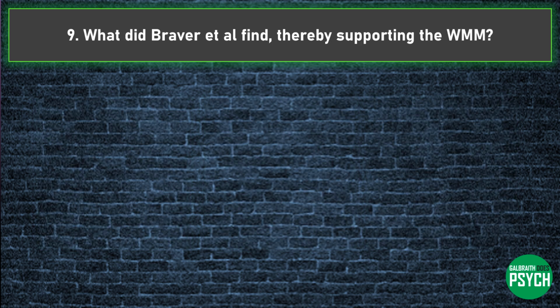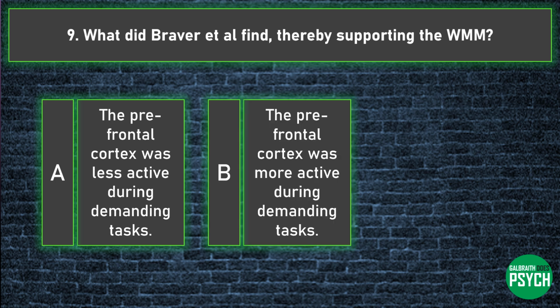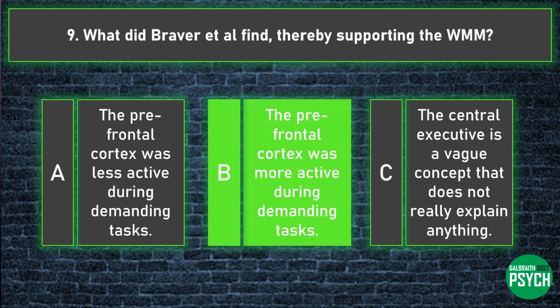Question 9. What did Braver et al. find which supported the working model? Was it A, that the prefrontal cortex was less active during demanding tasks? Or was it B, that the prefrontal cortex was more active during demanding tasks? Or was it C, that the central executive is a vague concept that does not really explain anything? What do you reckon? It was B. This is the study that showed that the central executive is like a real part that physically exists in the brain, in the prefrontal cortex. Lots of people have argued C, but it wasn't that study.